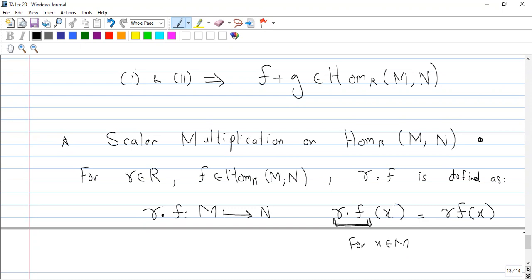So r dot f is again a map from M to N. Then what should its property be? If the input is an element of M, the output should be an element of N. Here, for an input element of M, we first take the image of x under f, so we get an element in N. And when I take the product of r with f of x, again I get an element in N. So in this way this map is defined.